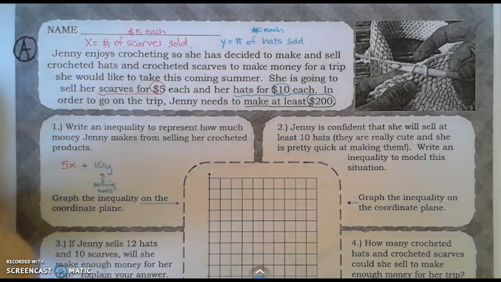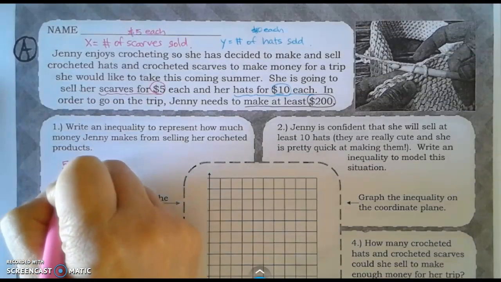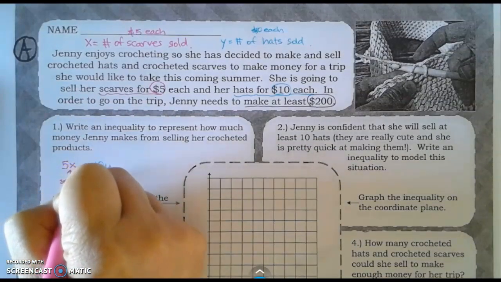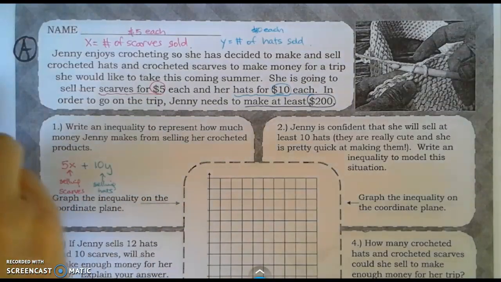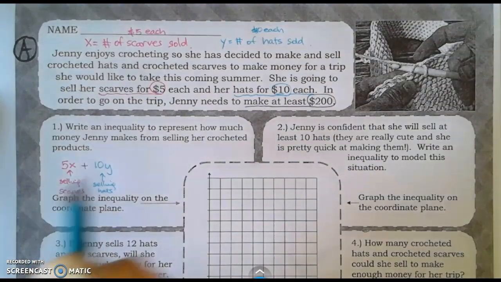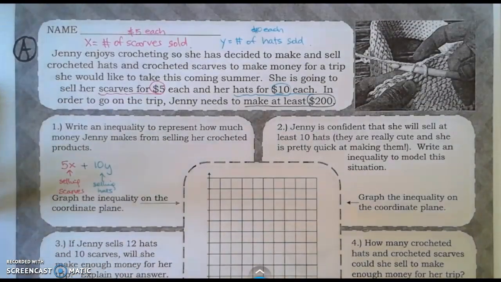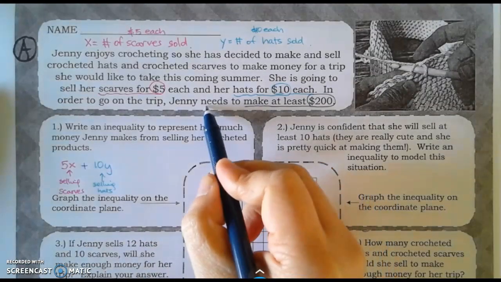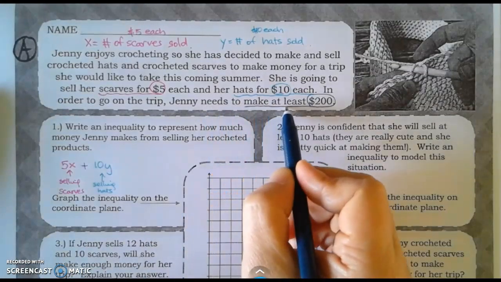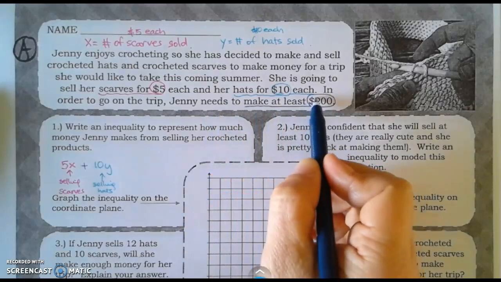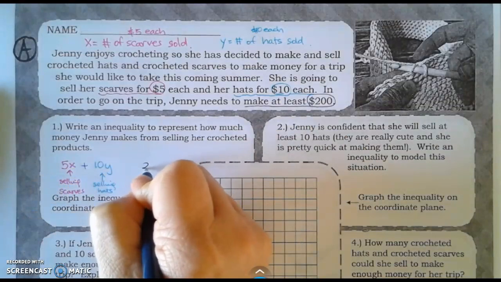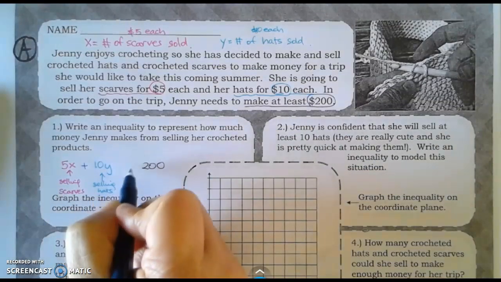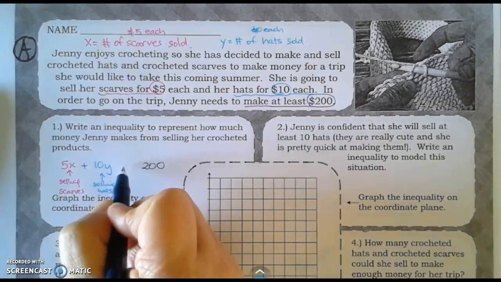Okay, and this is from selling scarves. Okay, so that's going to give us the total money that she earns or she makes. So, and we want, what does it say? We want to make, she wants to make at least $200. That means we want this expression to be $200, and there's some inequality that goes in here.